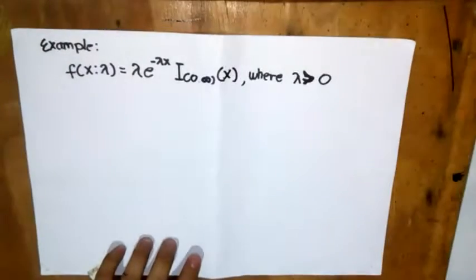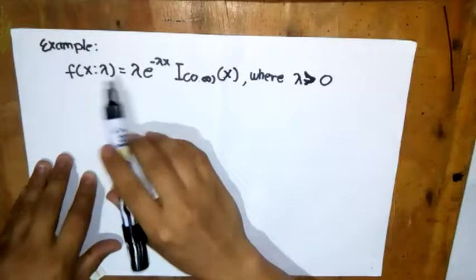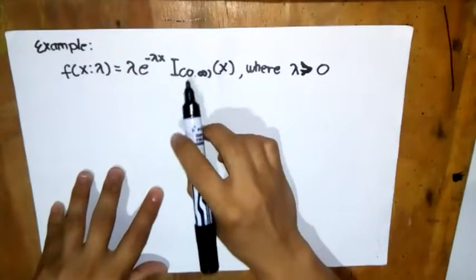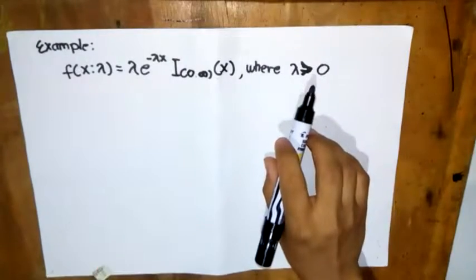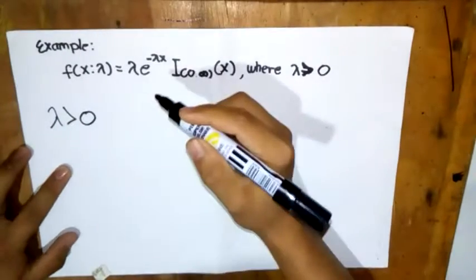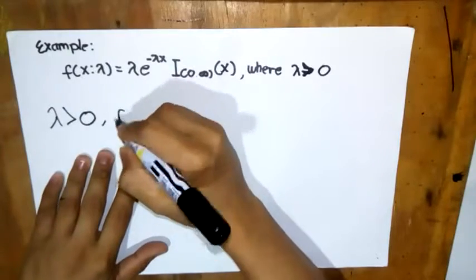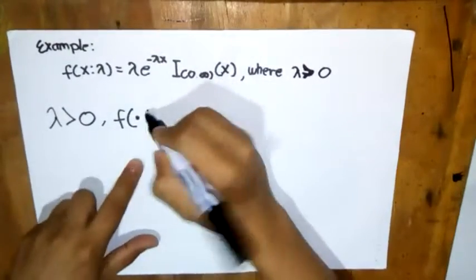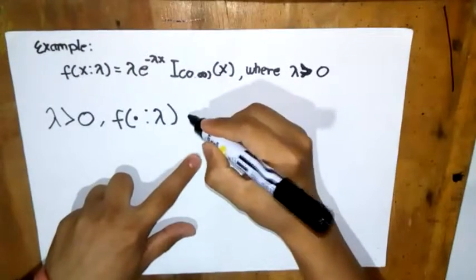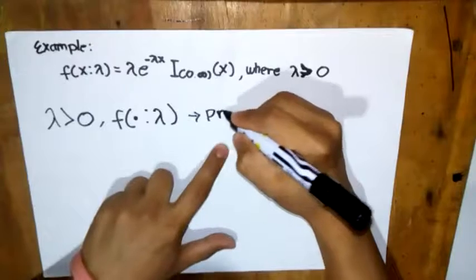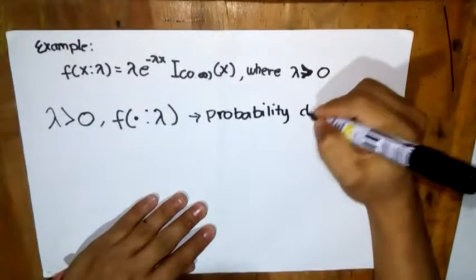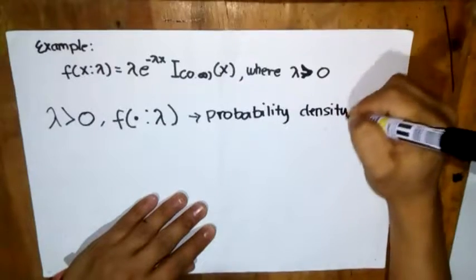For example, the function of x with a parameter lambda is equal to lambda e to the negative lambda x with an indicator of x from 0 to infinity, where lambda is greater than 0. Then, for each lambda greater than 0, this function with parameter lambda is what we call the probability density function.